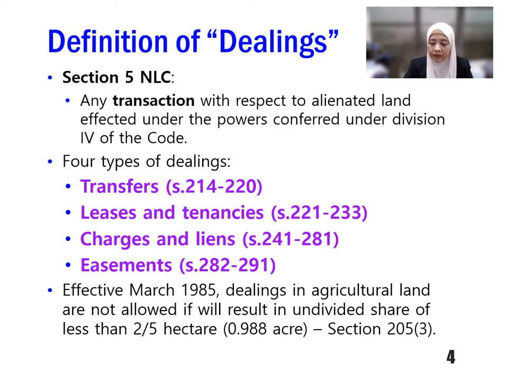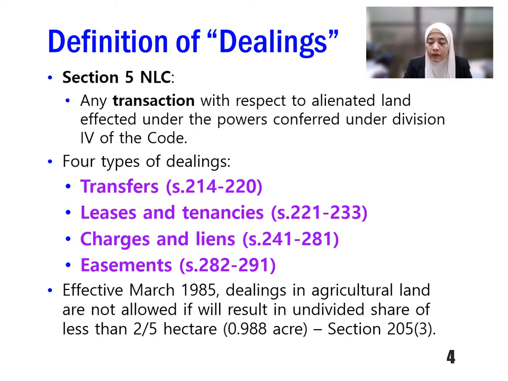So it's very, very clear. This is provided under section 205, sub 3 of the National Land Code, that if the result of the dealing, whether transfer or lease, will result in the land being less than 2/5 hectare, which is 0.988 acre, slightly lower than 1 acre, it will not be approved by the state authority.